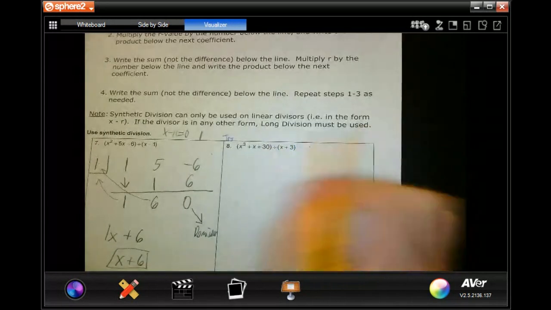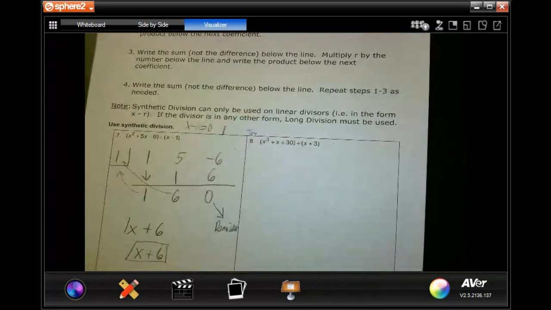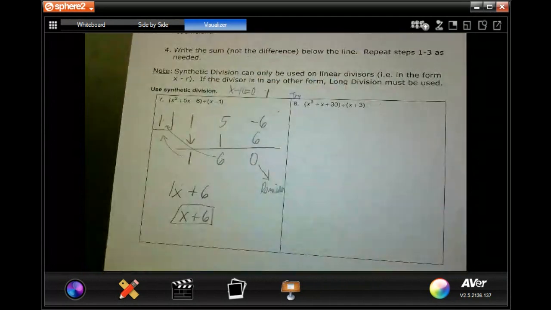Long division can always be used. You can always use long division. And I'm going to give you a way that only synthetic division can be used. Okay, you can always use long division no matter what. Now, I'm going to take this blue pen here, and I'm going to do this problem again, but watch this. I'm just going to guide you through it.